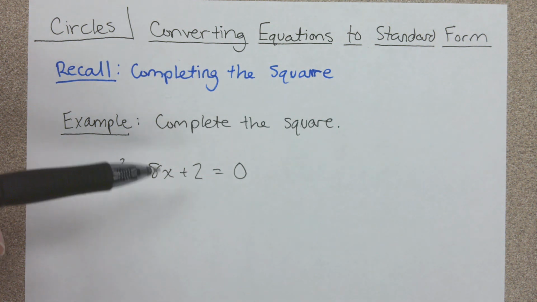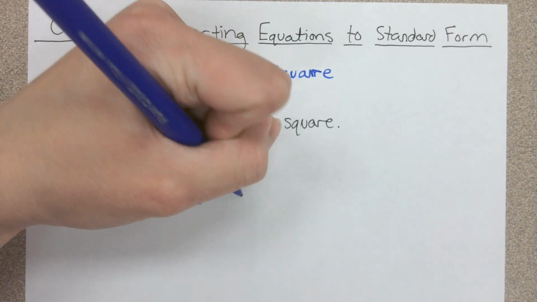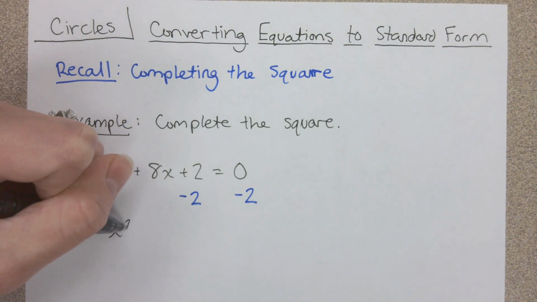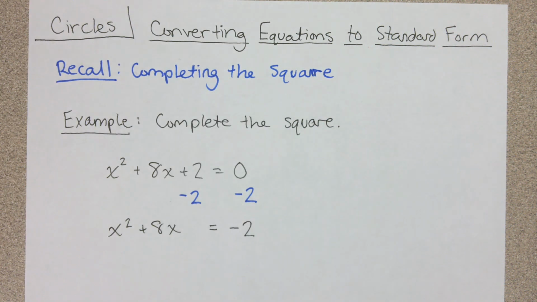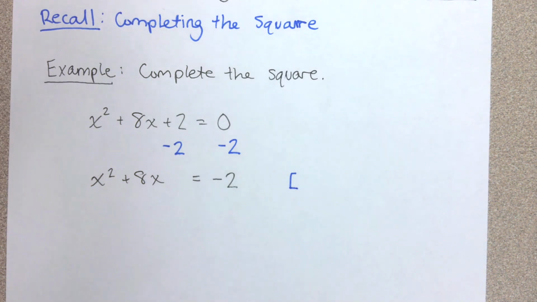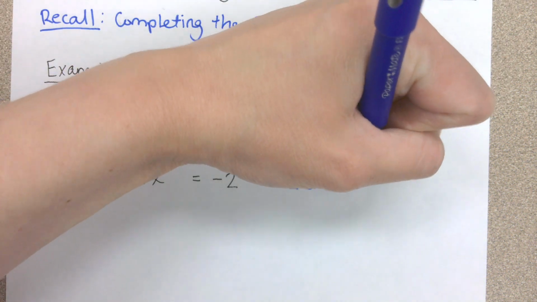And the first goal is to get only the variables, the x's, on the left side. So we'll move the 2 to the right side. So that's going to leave me with x squared plus 8x is equal to negative 2. And I'll give the step-by-step directions on the page as well as I go through. So that was the first step: get x terms by themselves.